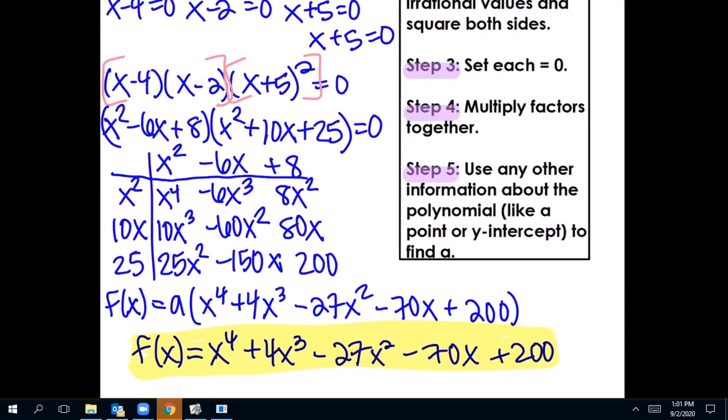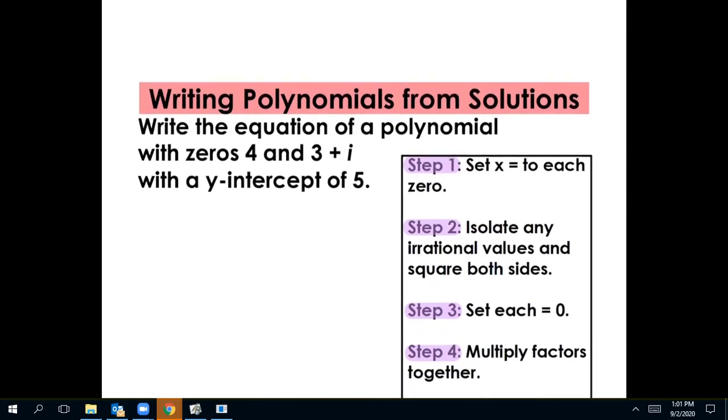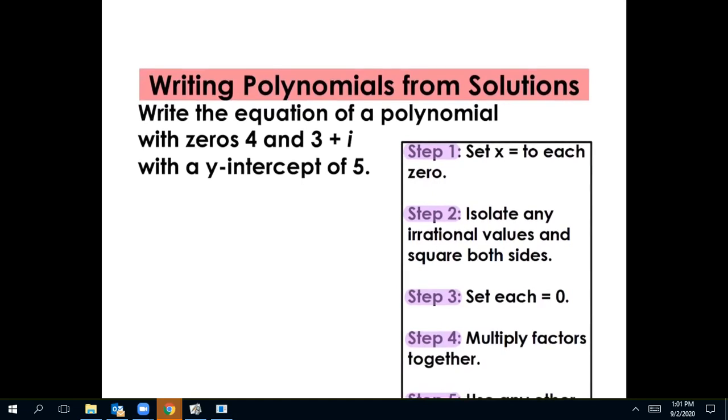Now this next one, though, is a little bit different because it's got an imaginary number in there. So write the equation of a polynomial with zeros 4 and 3 plus i. All right, start with the steps. x equals 4. And then x equals 3 plus i. Now remember, whenever we have irrational solutions like this, there's always 2. So plus or minus can go together. So I just like to include that so I know there's 3 solutions to this.